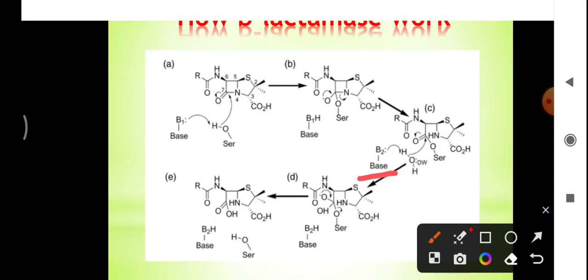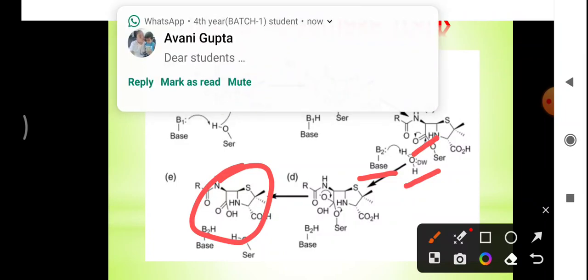Now the general base B2 activates the incoming deacylating water molecule, DW, for the nucleophilic attack on the acyl enzyme carbonyl. This is the acyl enzyme carbonyl, liberating the penicilloate product. This is the penicilloate product via the tetrahedral deacylation transition state. This is the tetrahedral deacylation transition state.